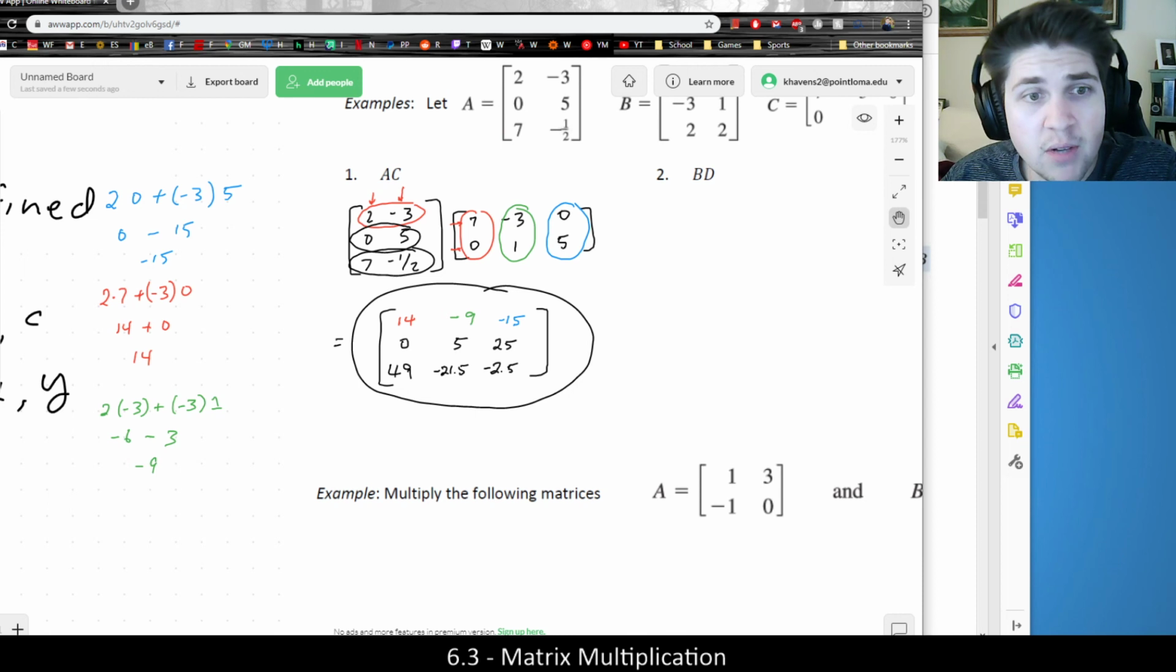In the next video, I'll do a couple more examples, and we'll discuss more about how to do matrix multiplication and some further properties.